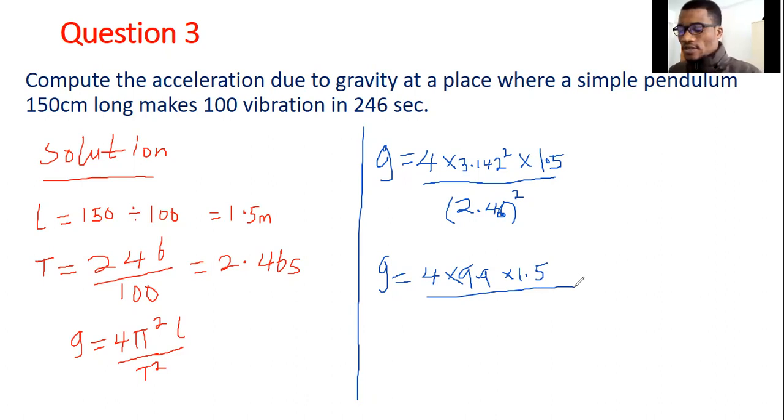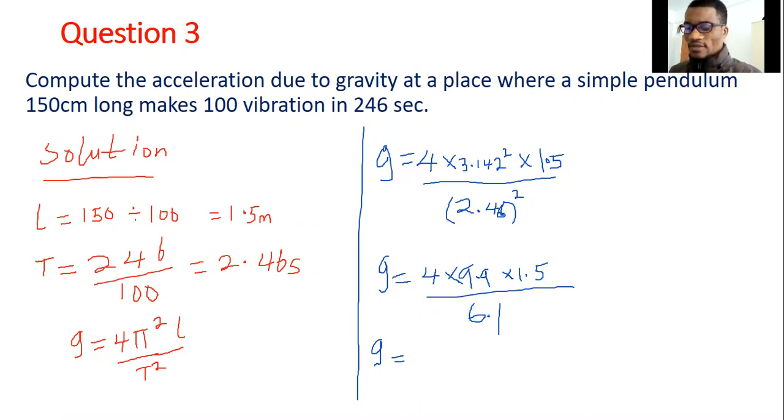Then 2.46, right? Square, what is the value? Approximately 6.1. Okay, so acceleration now will be equal to, let's multiply everything together and get our value without wasting much time. 4 times 9.9 times 1.5, and then we divide the value by 6.1. Bam. Got 9.7.